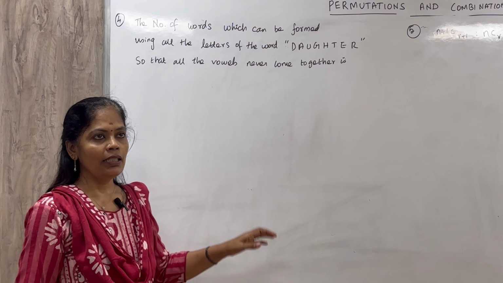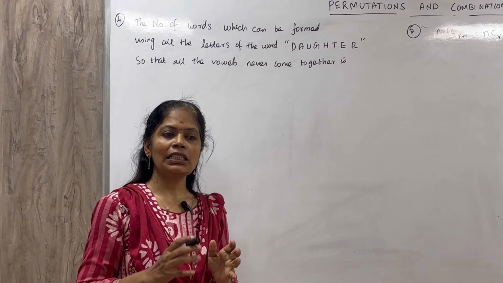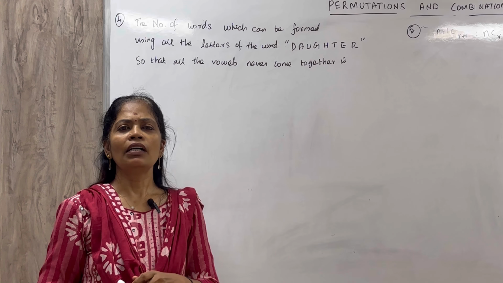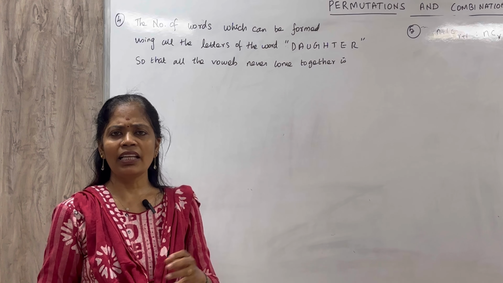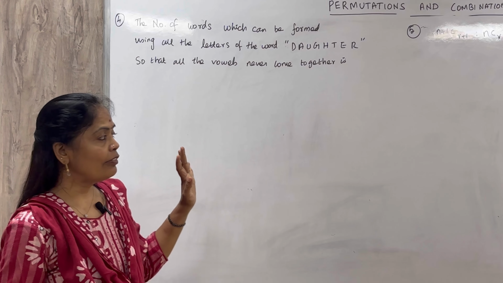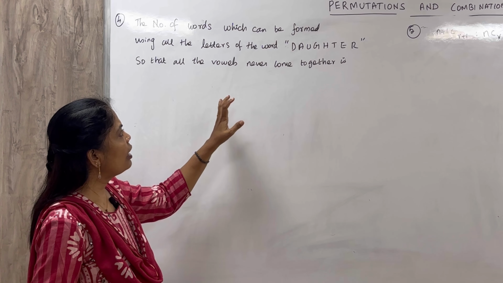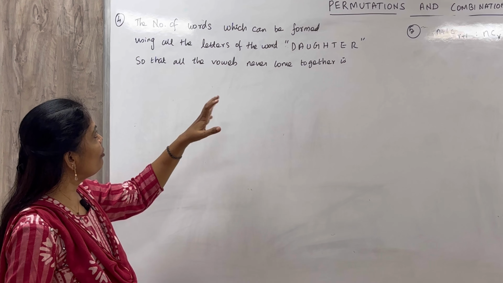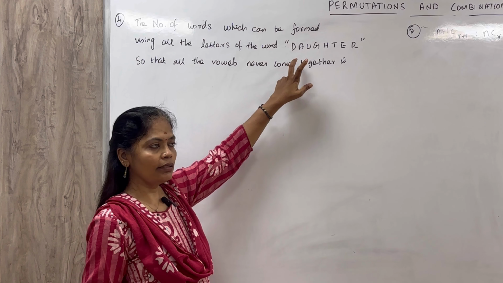Next problem, this vowels model. Okay, the words start with this letter, end with this letter, like this. The vowels are together, vowels do not come together. So like this model, one sum will definitely come. See this question: how many words can be formed using all the letters of the word daughter.